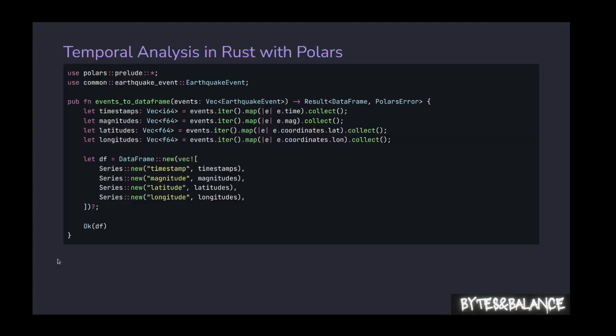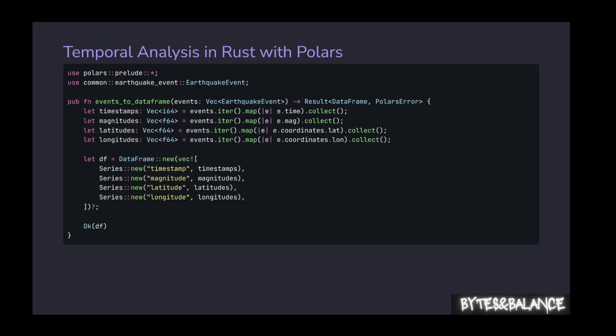In the last two slides, we are going to use the library Polars and want to perform some temporal analysis in order to group earthquake data by year and month, and we then calculate the counts of the number of earthquake events for each year and month. In order to achieve this, we've got the events to data frame.